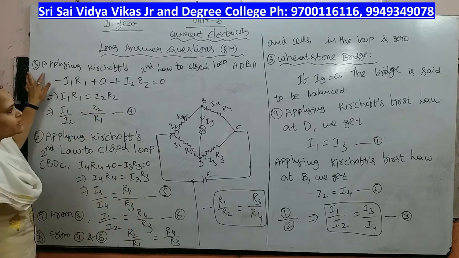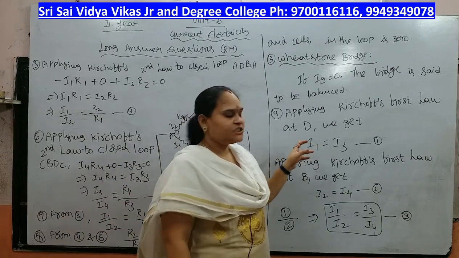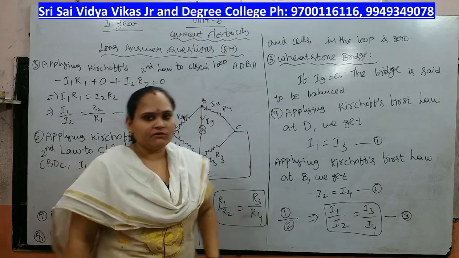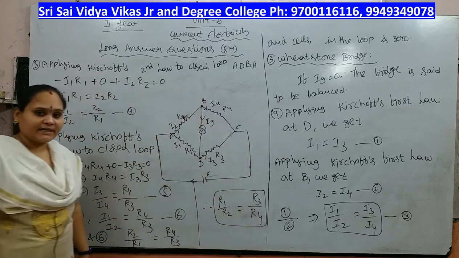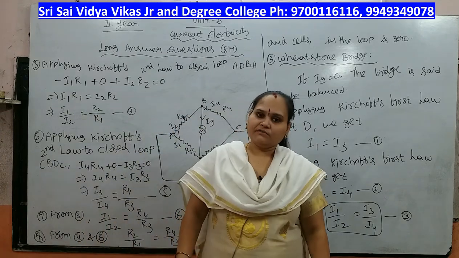Next, applying Kirchhoff's second law. First we apply Kirchhoff's first law at junctions D and B. We will get two equations: I1 equal to I3 and I2 equal to I4. Now applying the Kirchhoff second law. Here we are using the Kirchhoff laws to find the condition of the Wheatstone bridge.